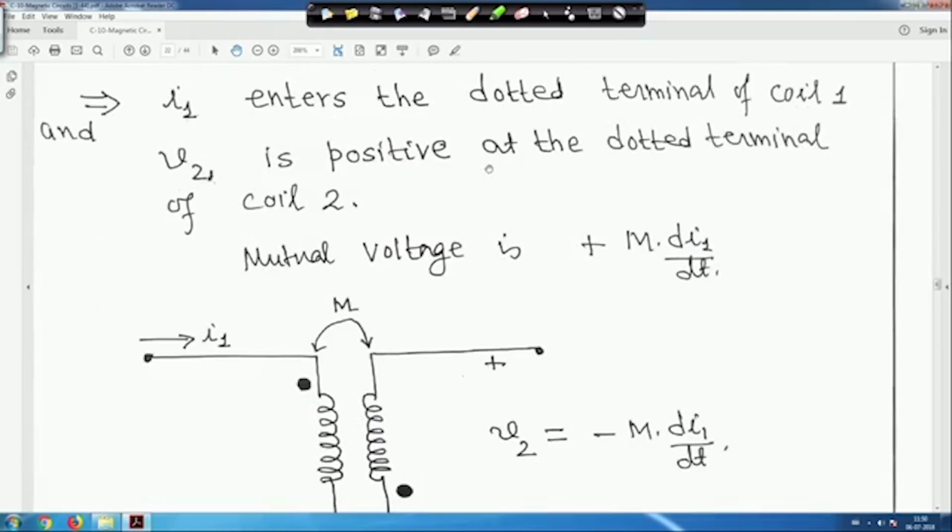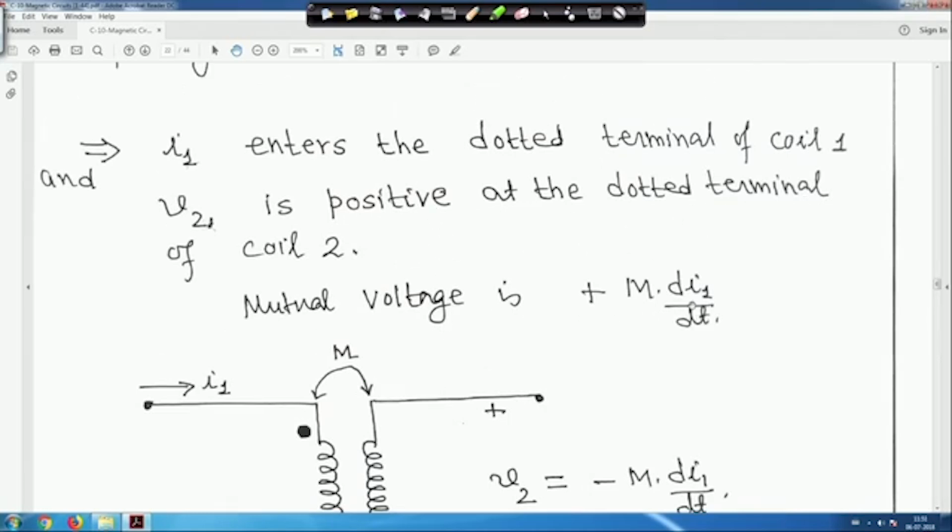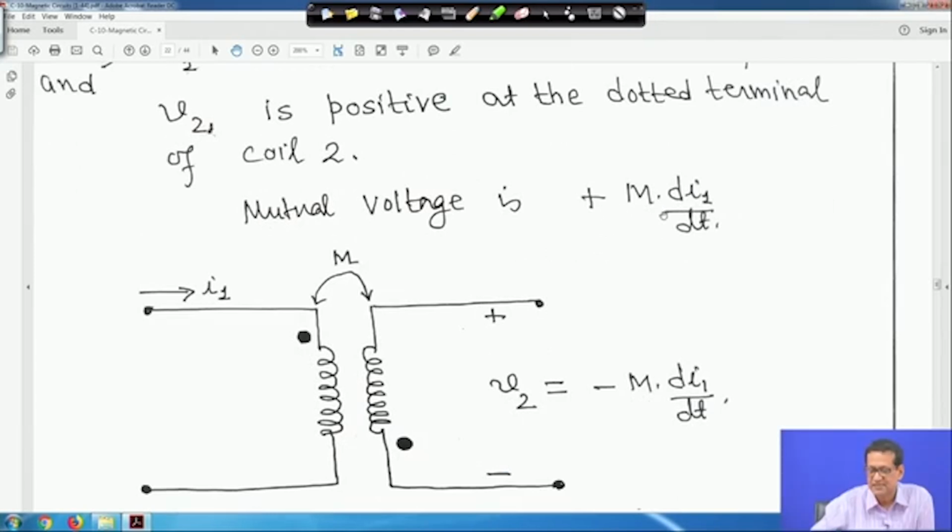That is why it is written that V2 is positive at the dotted terminal of coil 2, right. So mutual voltage is plus M dI1 upon dt. So, I1 entering the dotted terminal of coil 1 and V2 positive at the dotted terminal of coil 2, right. Now, mutual voltage is plus M dI upon dt.